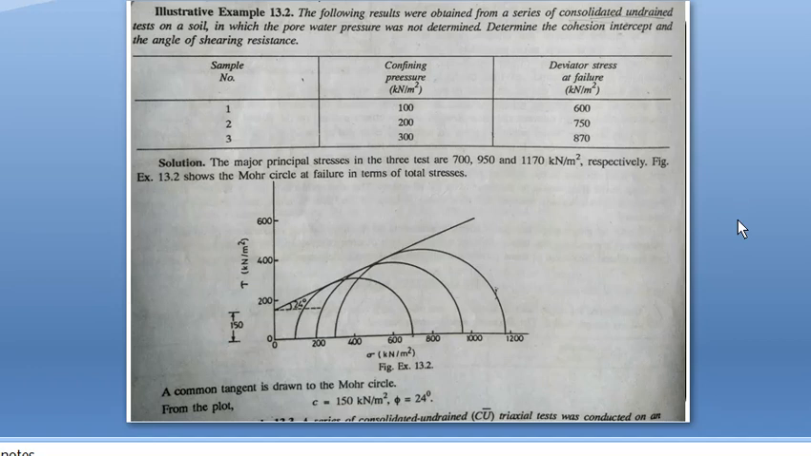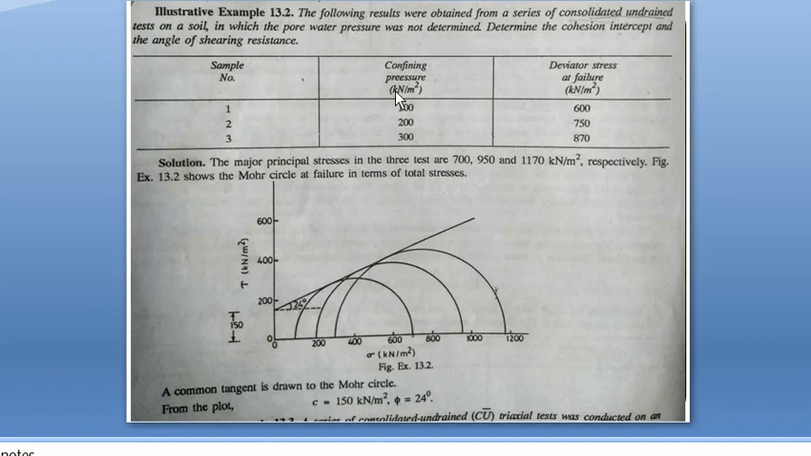Based on this, we can do one problem. The following results were obtained from a series of consolidated drained tests in which pore water pressure was not determined. Determine the cohesion intercept c and the angle of shearing resistance phi. The question is to find c and phi. For that, the confining pressure is given and the deviator stress is given, that is sigma C and sigma D.